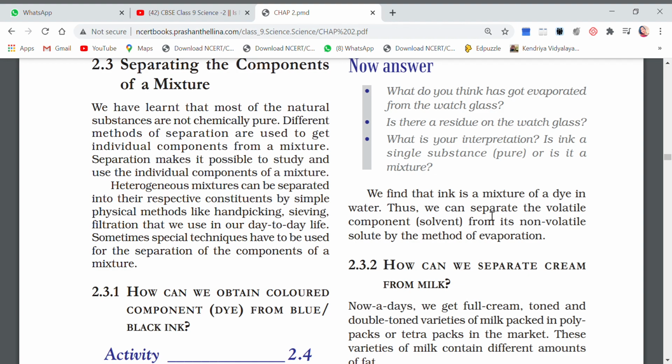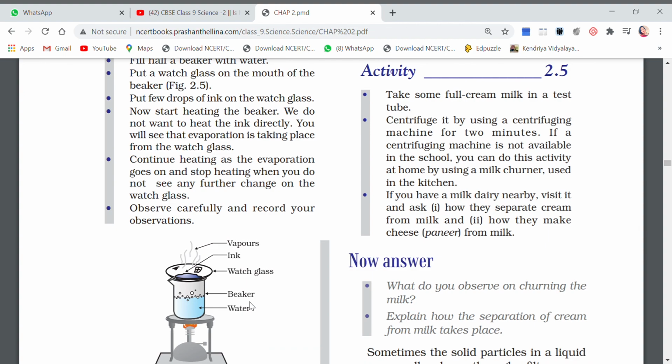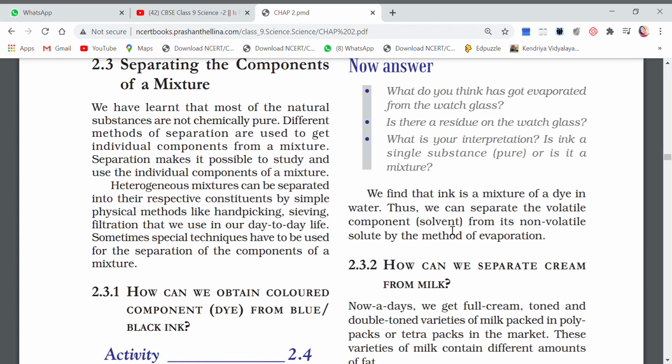They say we can separate the volatile component. Now who is the volatile component? The solvent. कौन है यहाँ पे solvent? The water is the solvent and its non-volatile solute. अब non-volatile means जो liquid नहीं है, जो volatile नहीं है. ठीक है, दो ही तो चीजें हैं इंक में. इंक में there are two parts. One is the water and the other one is the dye. So water is the volatile part because it is the solvent, and the powdered dye is the non-volatile part because it is the solute. So both of them combine to form ink.